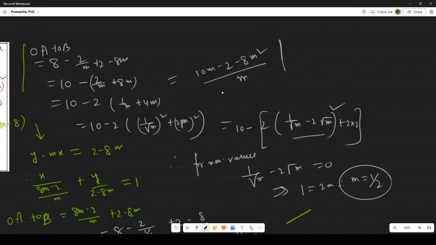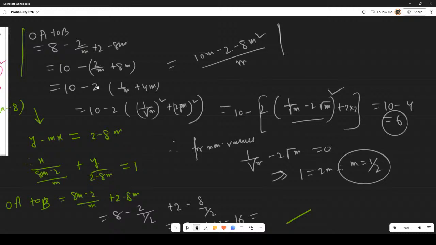So here it's coming different. No? This is OA plus OB. So if I put m equal to half over there, am I going wrong here? You have not gone wrong. So this is going to be 10 minus 4. Please check, 6 units is coming. How can I get a different answer here? The same answer will be there.